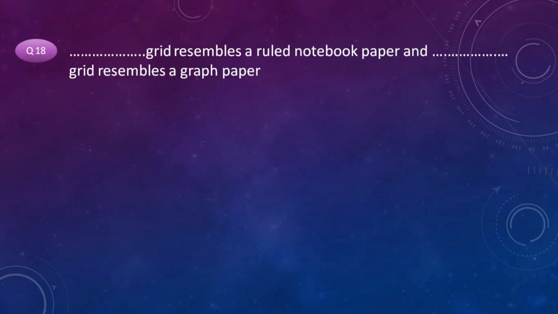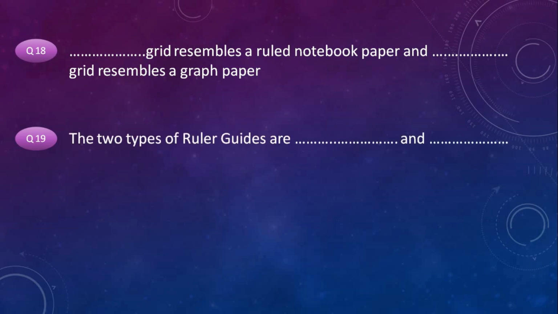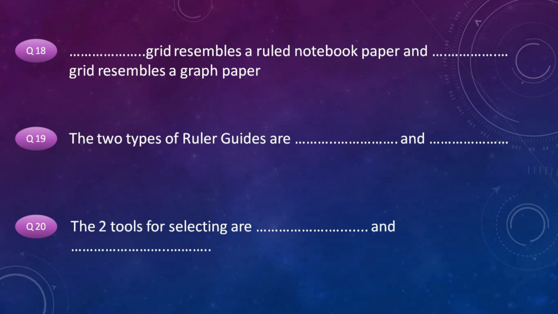The next question. Dash grid resembles a ruled notebook paper and dash grid resembles a graph paper. The two types of ruler guides are dash and dash. The two tools for selecting are dash and dash.